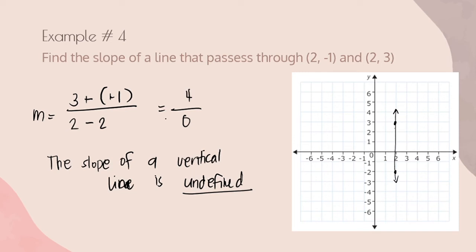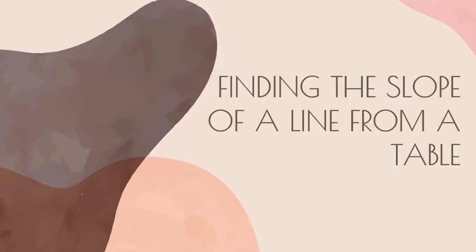Okay, so it is clearly seen here that the slope of these ordered pairs will be undefined because the denominator is equal to 0. Alright? Okay, so next.